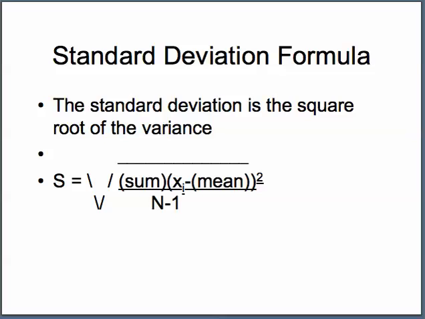The formula for standard deviation is as follows. In essence, it is the square root of the variance. Looking back at our example, the standard deviation is the square root of the variance and is equal to 2.45.